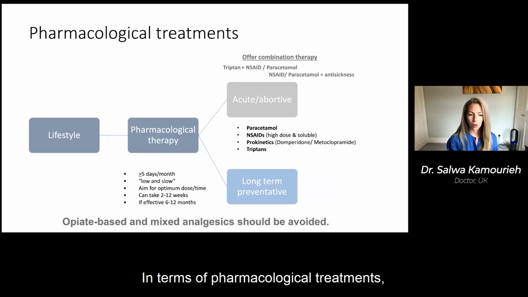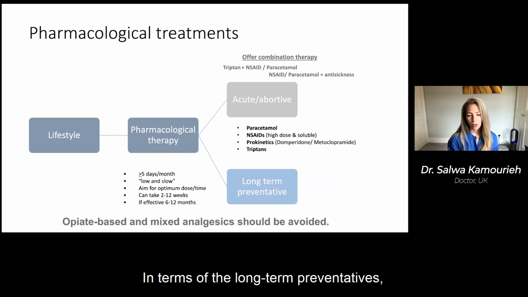In terms of pharmacological treatments, these are split into the acute abortives or the long-term preventative treatments. In terms of acute and abortive treatments, we tend to offer combination therapies. So that will be things like the triptans with a non-steroidal or paracetamol, plus or minus an anti-sickness.